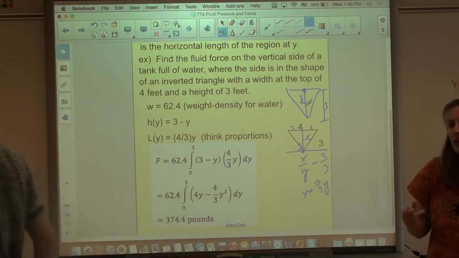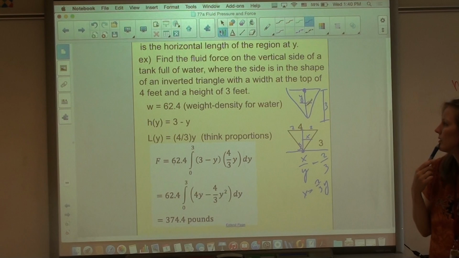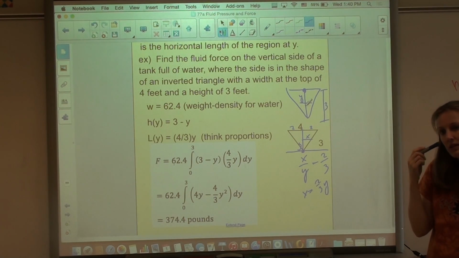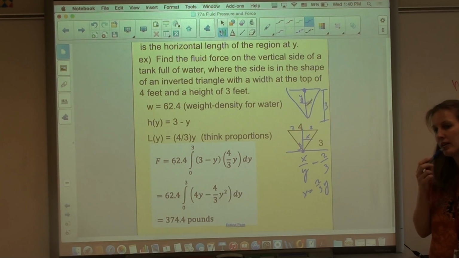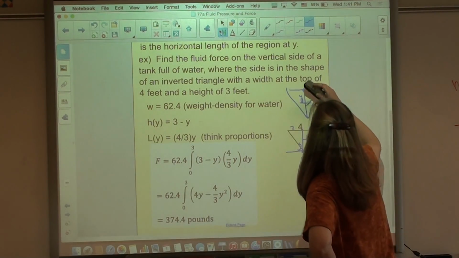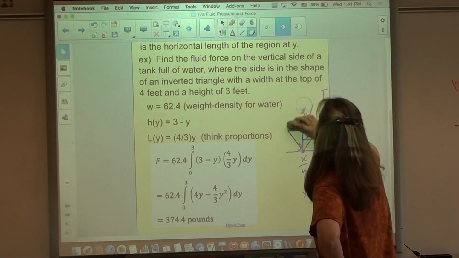Yes? I'm asking, it's on the side of the tank, so how does this formula also apply? When we were solving, weren't we solving for the pressure on an object submerged in water? This is the pressure.